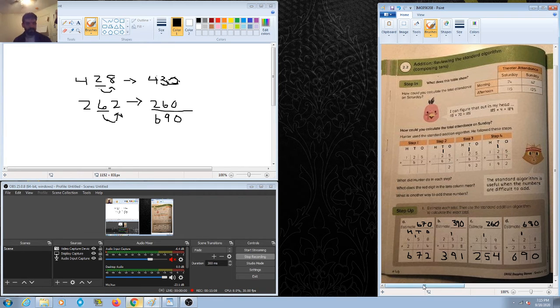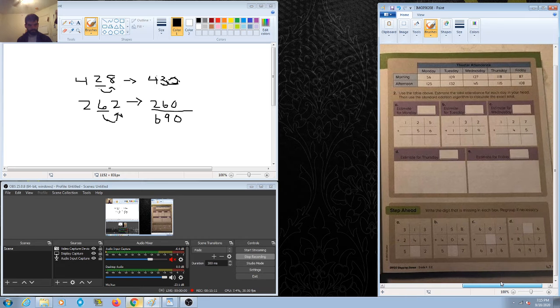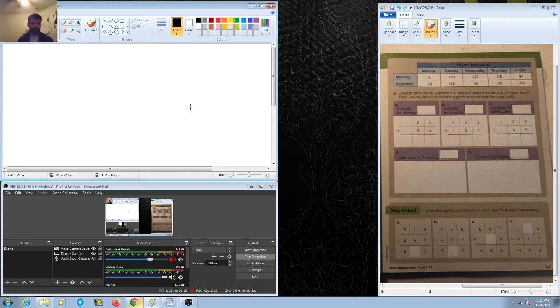Okay, alright, let's go ahead and jump to the next page here. So this one wants us to use the table above, estimate the total attendance for each day in your head, then use the standard addition algorithm to calculate the exact total. So if you guys would like to, I'm going to give a clue to where I'm about to take a pause for a second. You can pause the video here. You can try to calculate the estimations in your head, and then I'll go forward with how I would calculate the estimations, and then we'll use a standard algorithm for these, just to give you the opportunity to pause and try these estimations on your own.